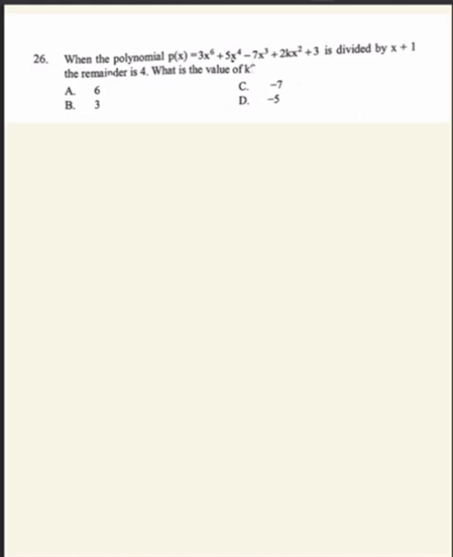When the polynomial given here is divided by x plus 1, the remainder is 4. What is the value of k? Okay, we use the remainder theorem. So the polynomial 3x to the power of 6 plus 5x to the power of 4 minus 7x cube plus 2kx square plus 3, by what is it divided? It is divided by x plus 1. So when divided by x plus 1, the remainder is 4. So what does the remainder theorem tell us?